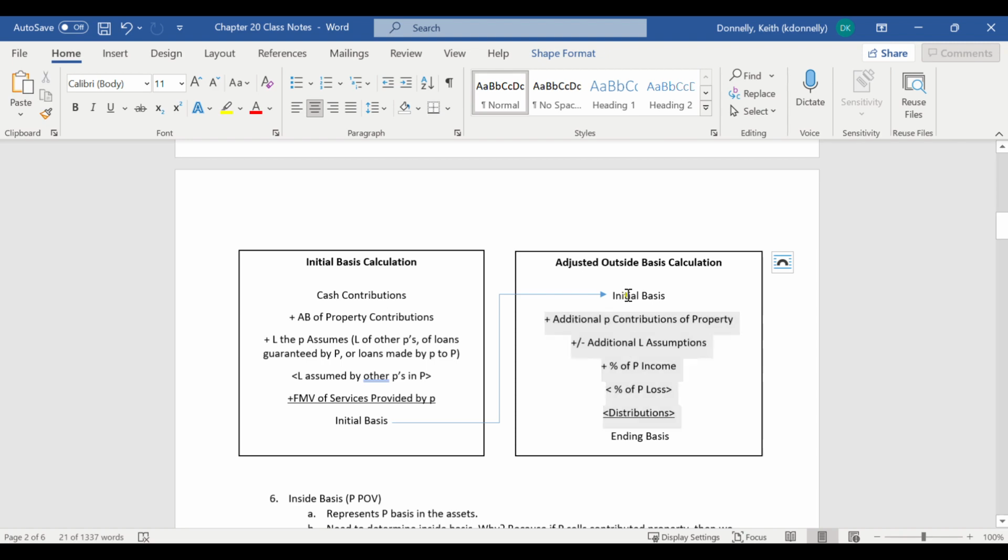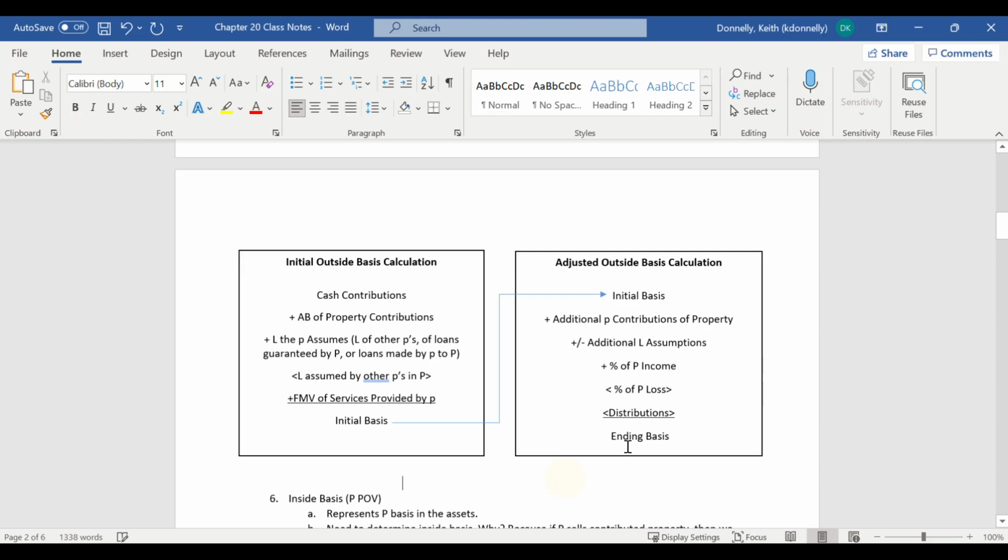When we're talking about our adjusted basis, we're talking about our adjusted outside basis. It's going to be our initial basis plus any new contributions we made, plus or minus any liability assumptions or debt allocations, whether the partners are taking it on or we're taking it on, plus our percentage of income, minus our percentage of loss, minus our distributions, which gives us our ending basis. Both of these are our outside basis.